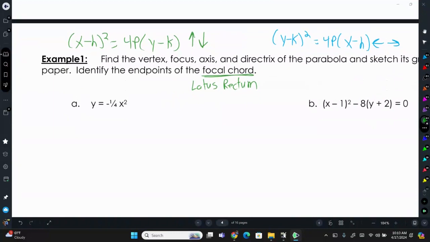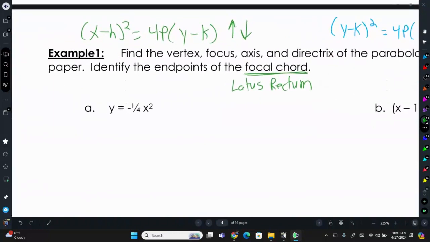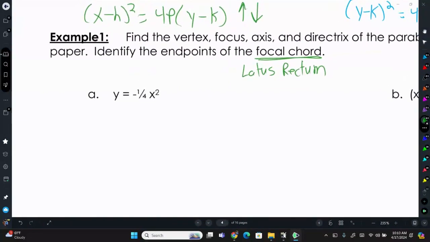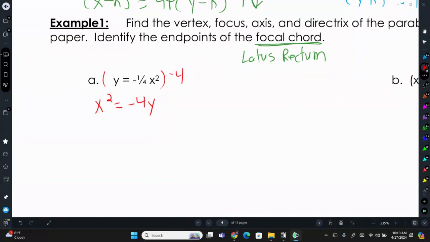So if we look at example A, it says y equals negative 1/4 x squared. Well, look at our formula up here. Notice there's no fraction in front. So what we want to do is get rid of this fraction in front of x squared. So I'm going to multiply everything by negative 4. So that gives us x squared equals negative 4y. All right, there's no h and k value, so our vertex is 0, 0.